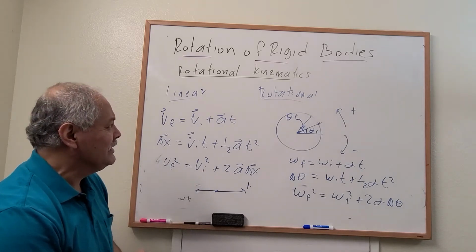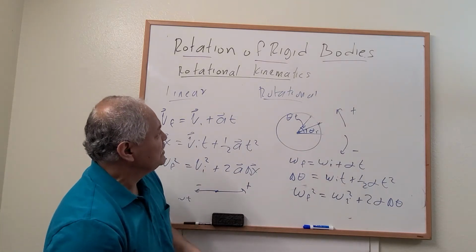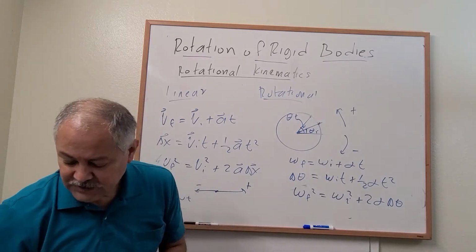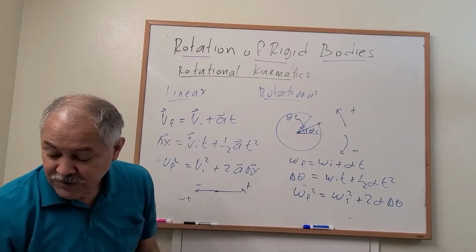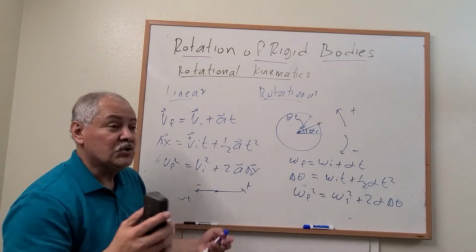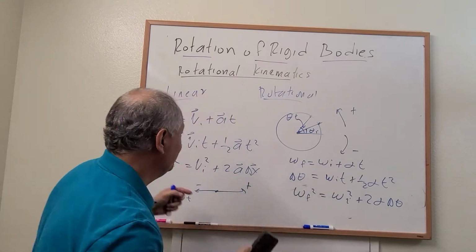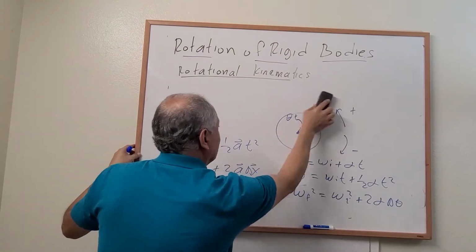Okay, perfect. Now let's go to the next concept right here. The next concept is going to be the relationship between linear quantities and angular quantities. Let's do it.